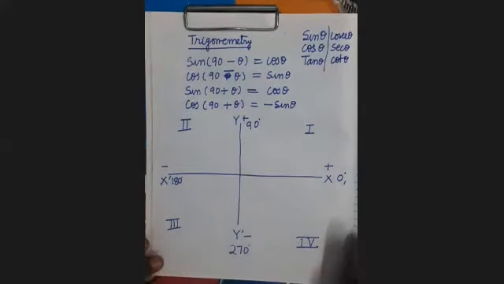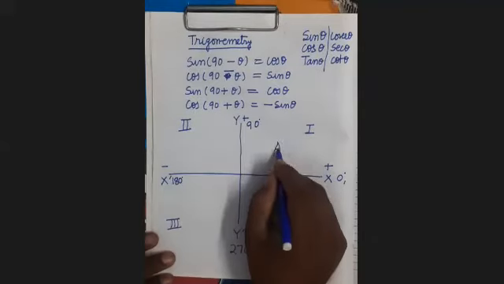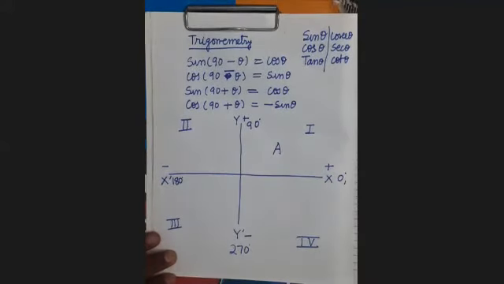So all of you remember one thing, in the first quadrant the angles will be between 0 to 90 degree. So all the trigonometric ratios in the first quadrant are positive.